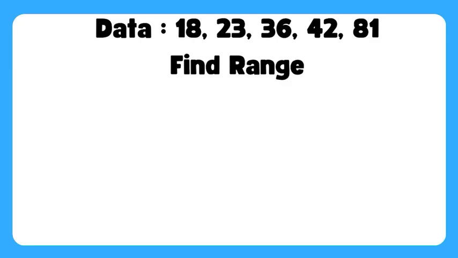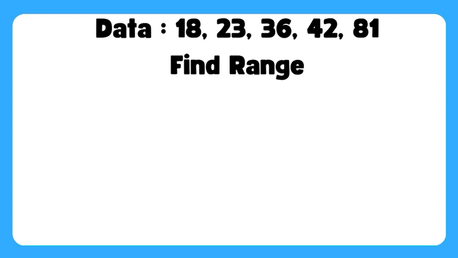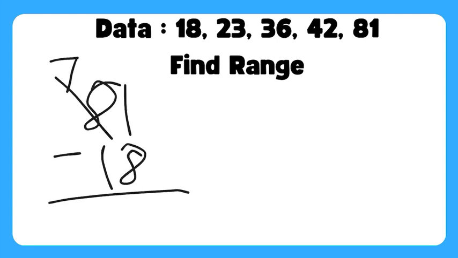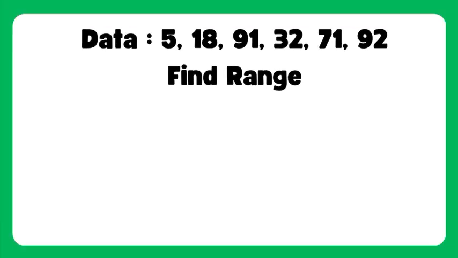So now this is our question. We have 18, 23, 36, 42, and 81, and we have to find the range. So what we're going to do is see the smallest number, which is just 18, and the largest number, which is 81. So we're going to subtract them. So we have 81 minus 18. So we can borrow, this will become 11. 11 minus 8 is 3, and 7 minus 1 is 6. So 63 is our range. This is our answer.